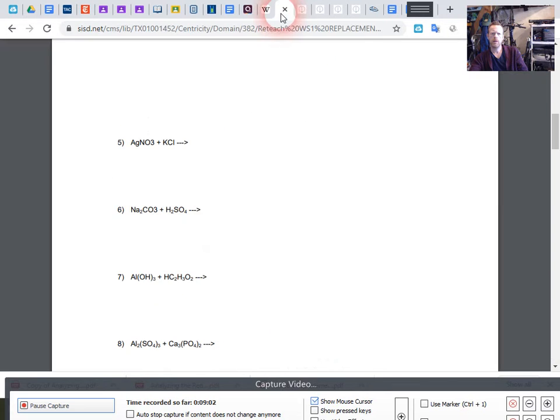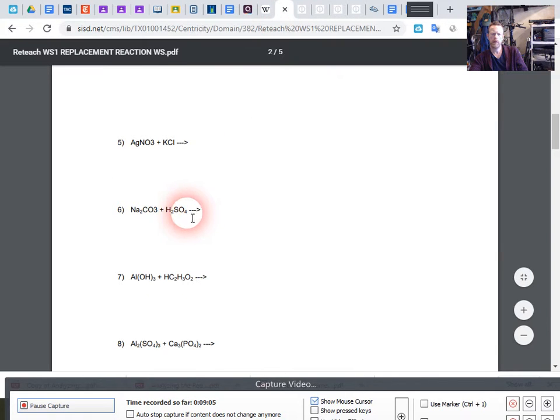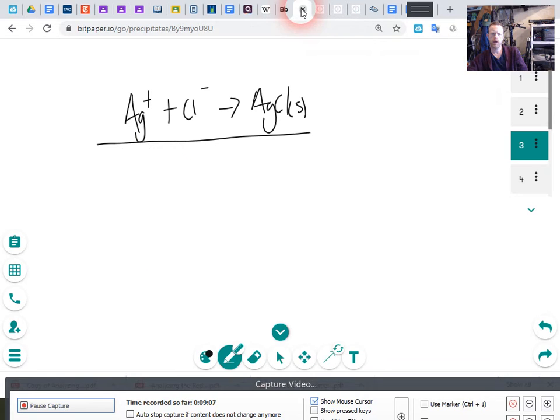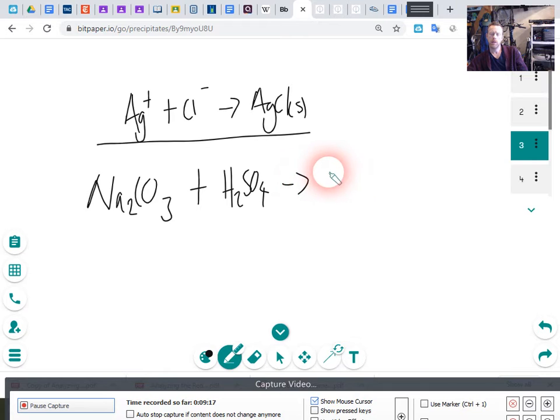Okay, the next one was sodium carbonate and sulfuric acid. Okay, so sodium carbonate, Na2CO3 plus H2SO4. Alright, this is like one of the exceptions. So you look at what we're going to make: this H is going to go with this carbonate, and we're going to make H2CO3.